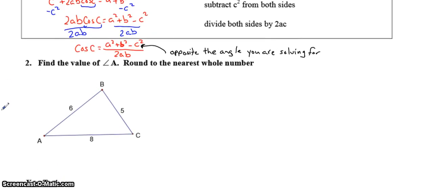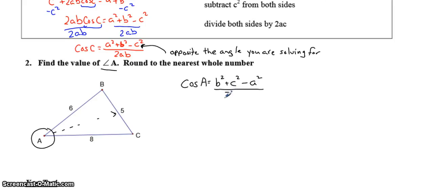So let's take a look at this in an example. We're trying to solve for angle A. So instead of cos C, we're going to start with cos A equals. Here, the a and b are the two other sides. So that would be b squared plus c squared minus, remember the only one that's negative is the side that's opposite the angle, minus a squared over 2 times the other two sides.